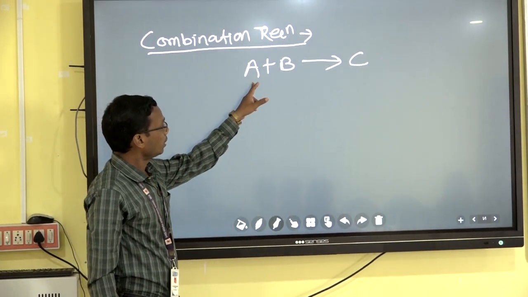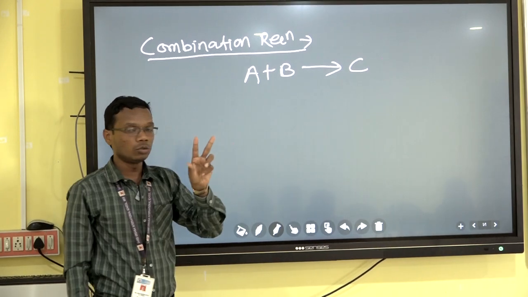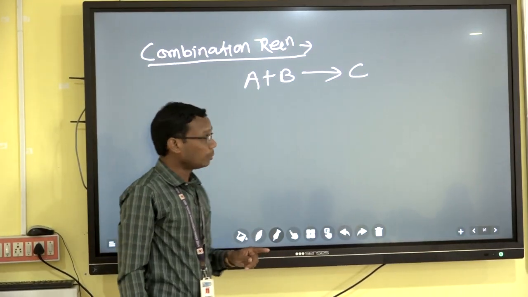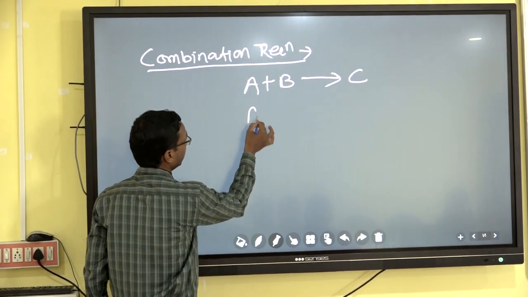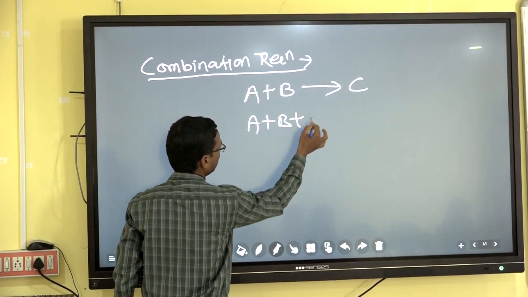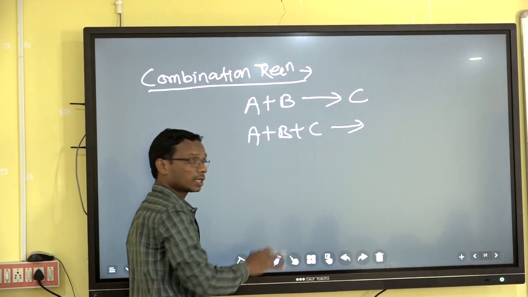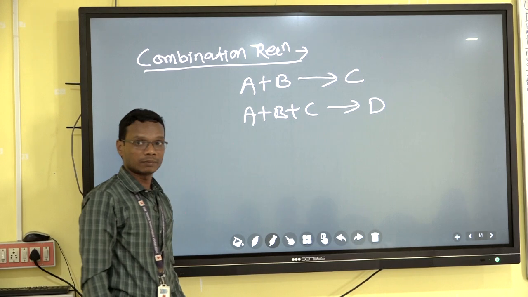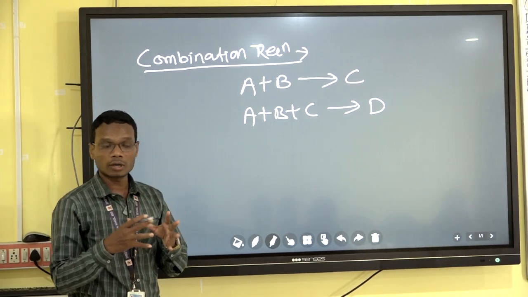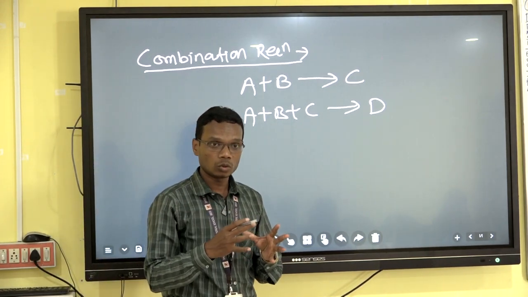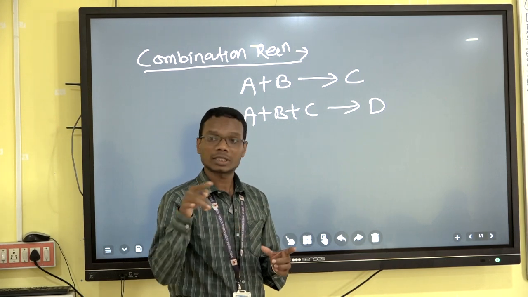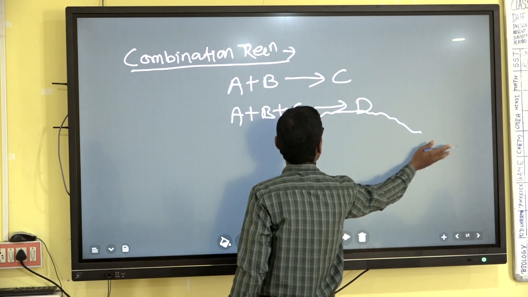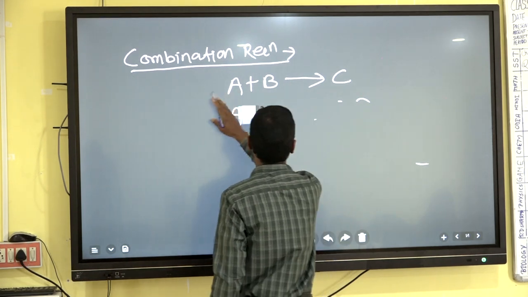A and B are two reactants. They combine to form a single product C. Even if there are more reactants, suppose A plus B plus C, even there are 3 reactants, it also produces a single product D. That means 2 or more reactants combine to form a single product, then this reaction is called combination reaction. Now you can write the definition of combination reaction.